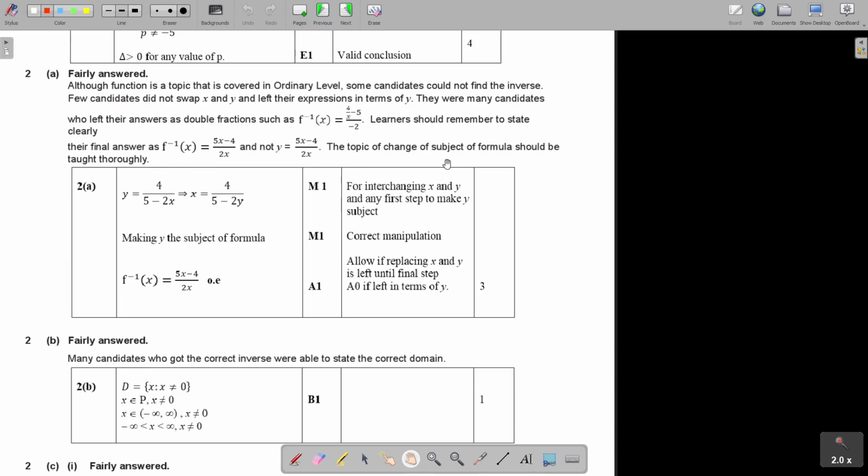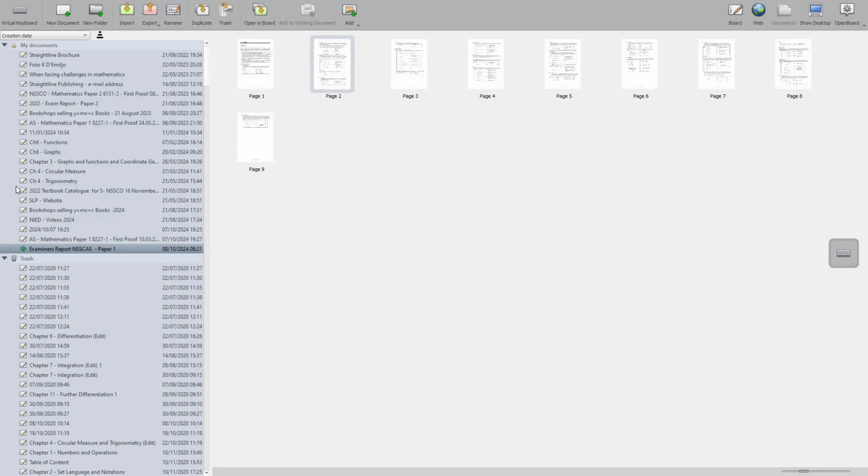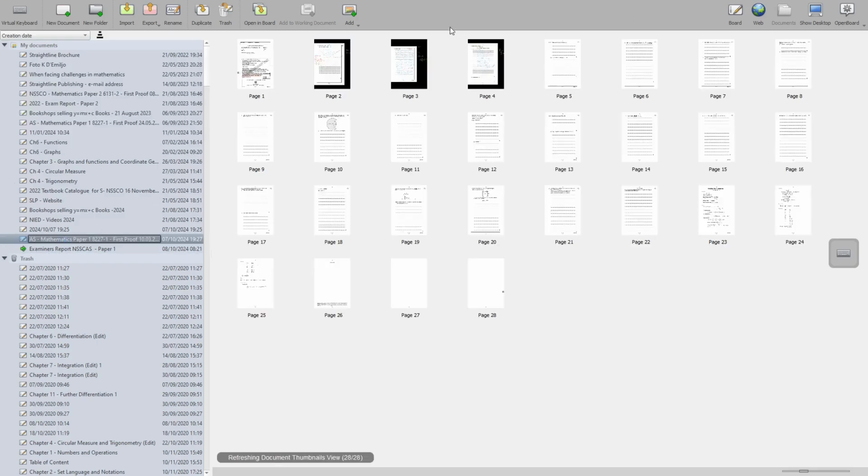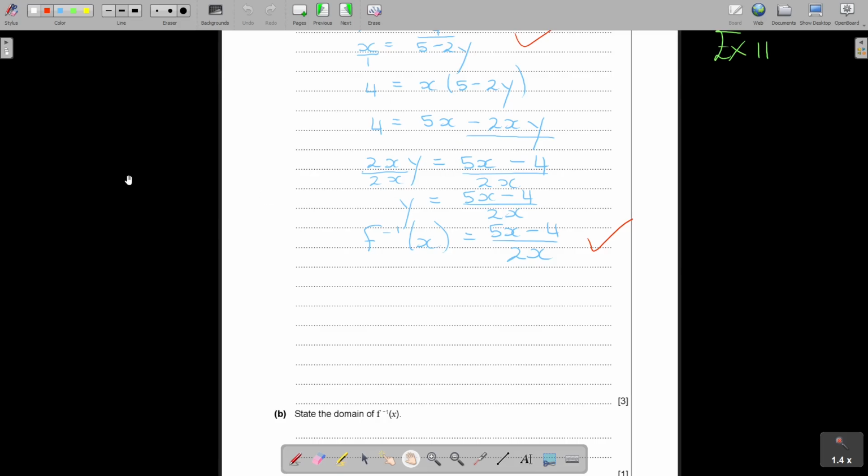The topic of change of subject of formula should be taught thoroughly, okay. So you would get for that 1 mark, and then making the subject, that whole process if you worked correctly, and then your final mark. Okay, let's go back to the question paper and let's just see, where are we? Okay, so if I was checking on the question paper, it's almost like they would have checked if you did this subject of the formula correctly, and then they would have given you another mark.